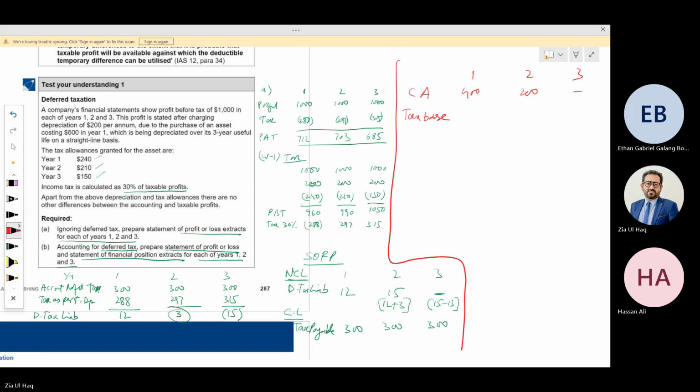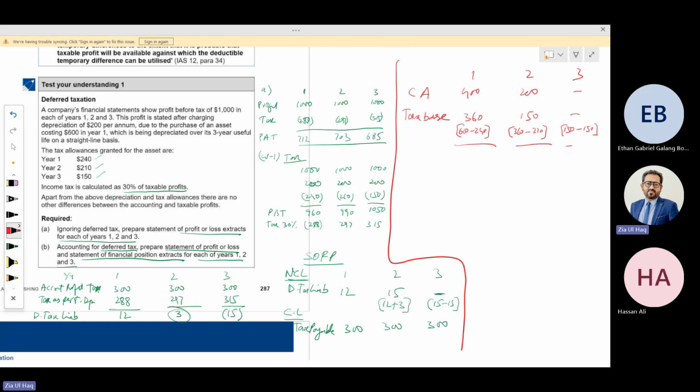What is the tax base? They are saying, no, you need to charge depreciation 240 in first year. What will be the tax base carrying value? 600 minus 240, 360. How we have calculated? 600 minus 240. In year 2, what will be the carrying amount? 360 minus 210, that will be 150, because 360 carrying amount previous minus 210. And in year 3, that will be 0. How? 150 carrying amount minus depreciation cost.